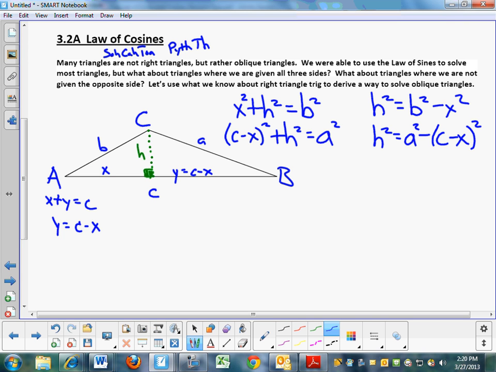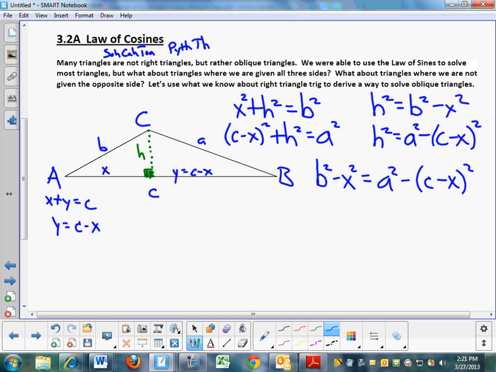If they're both equal to h squared, I can set them equal to each other. If they're equal to each other, I have b squared minus x squared equals a squared minus c minus x squared. Everybody okay with that? So I just got rid of what?